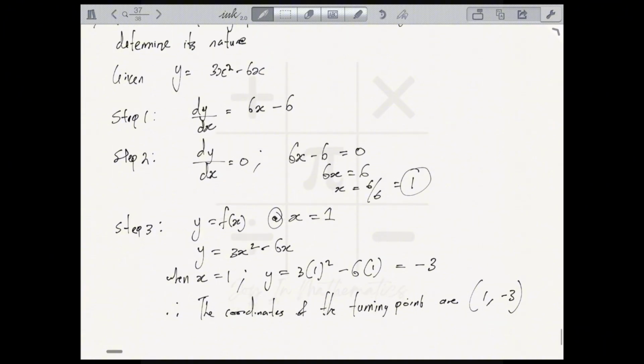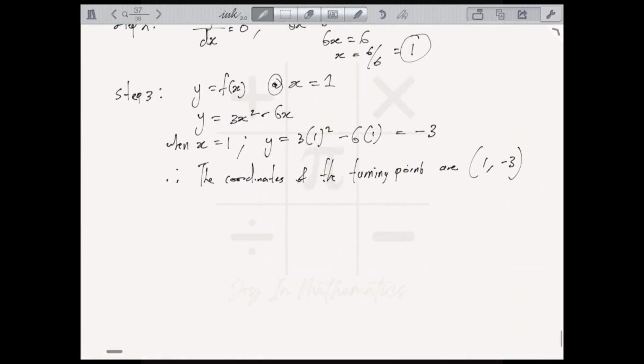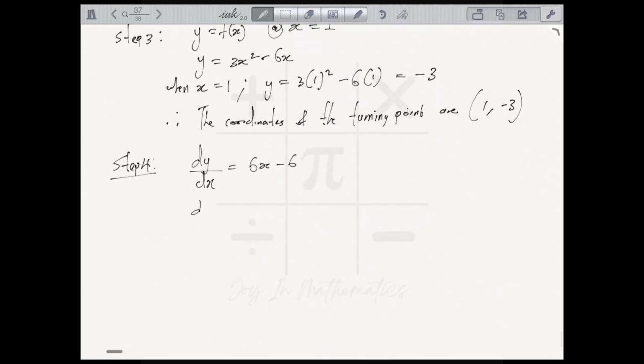Now with step 3 done, we go back and look at what step 4 is saying. It says find d squared y over dx squared. Substitute into it the values of x found in 2. So step 4, recall that dy/dx, as we found, is equal to 6x minus 6. Now let's differentiate again to evaluate d squared y over dx squared, and d squared y over dx squared is equal to 6.